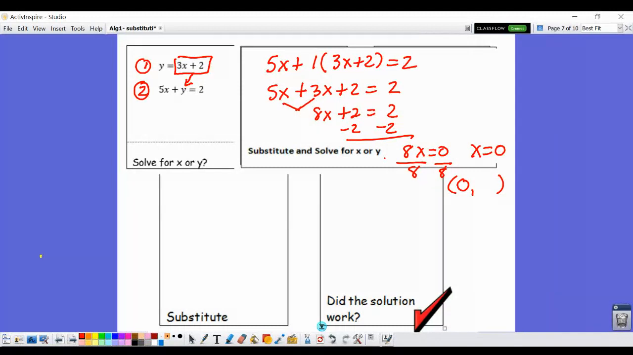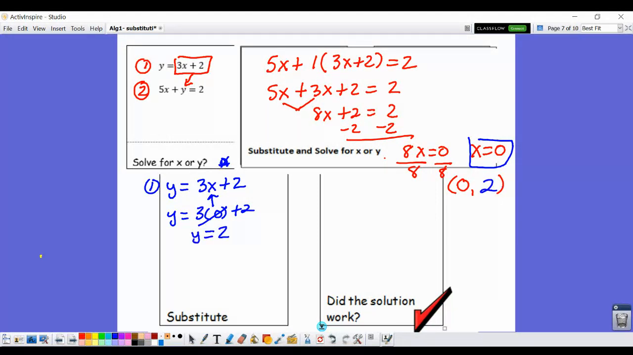Okay, so again, since I have equation 1 that is already in simplified form, that is the easiest one for me to use to substitute my 0 in. So in for the x is going to go my x equals 0. So y equals 3 times 0 plus 2. That goes away, so y is going to equal 2. So my solution is 0, 2.